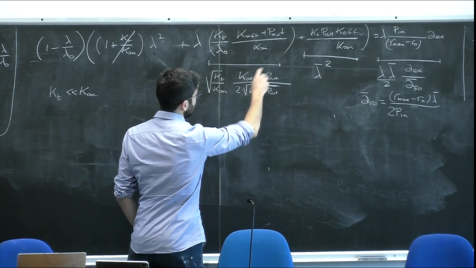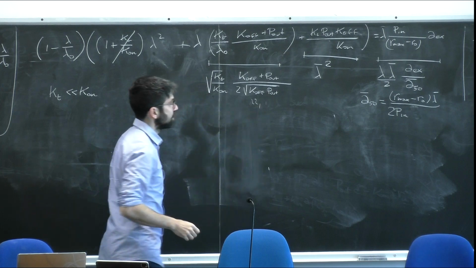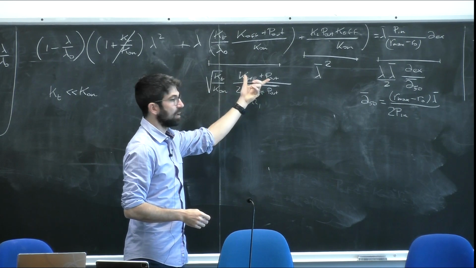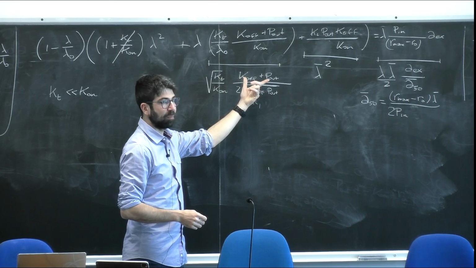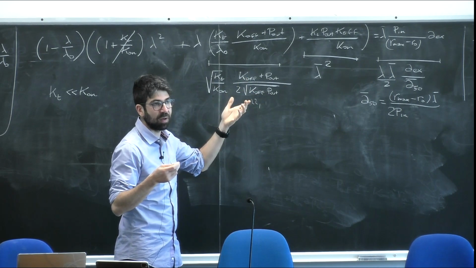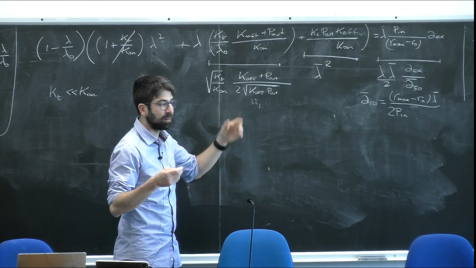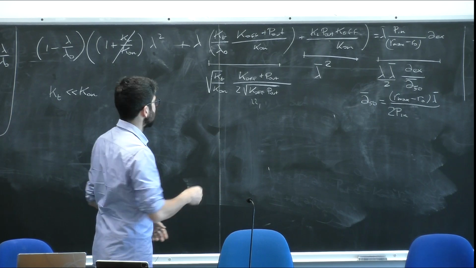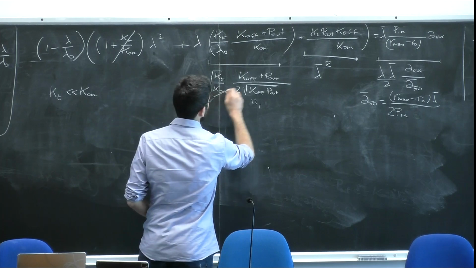And I assume that this is order 1, right? It's basically the mean of K off and P out over their geometric mean. So it's reasonable that it's order 1. I mean, it's not exactly equal to 1, but it's not something very small or very large. But this is very small, so I'll neglect this term here.